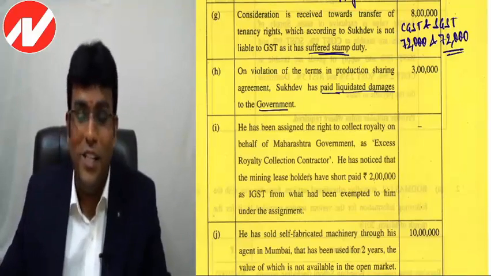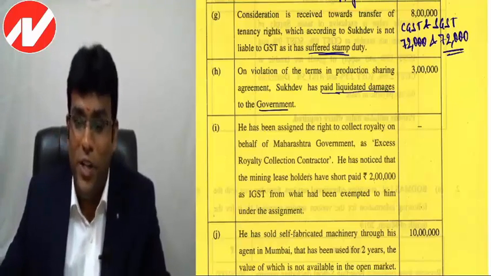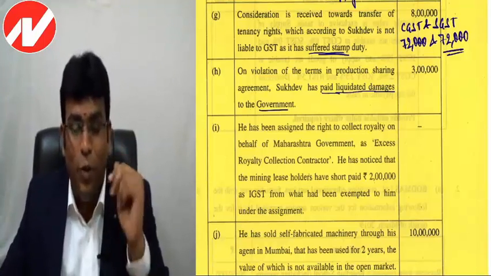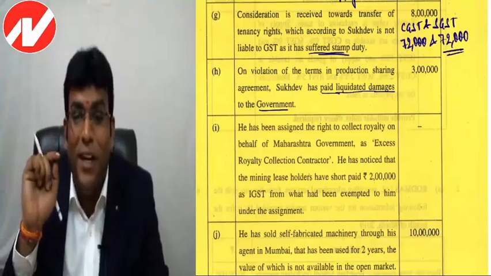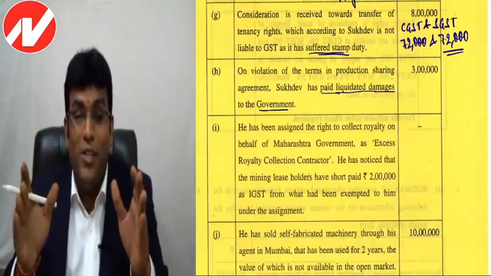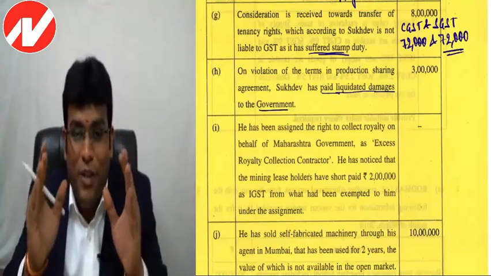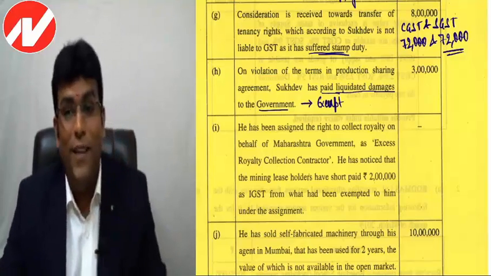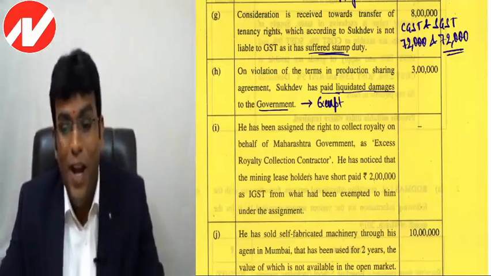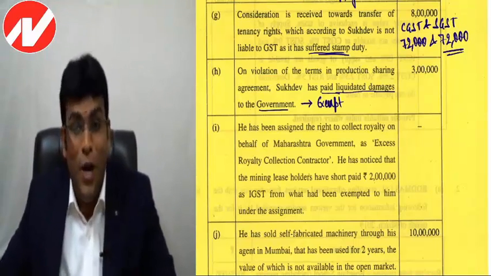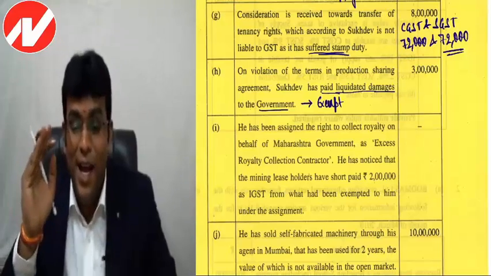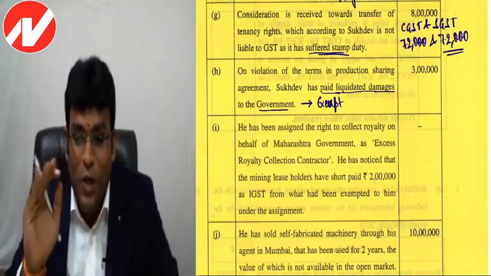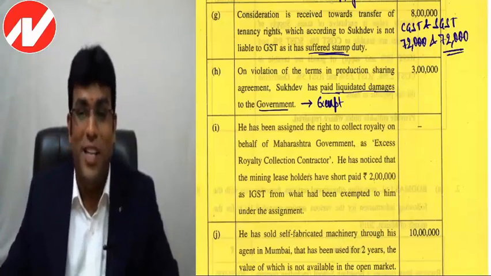Friends, the interesting line they used is that on violation of the terms in the production sharing agreement, Sukhdev has paid liquidated damages to the government. One point they told in the law is that any service given by the government by way of tolerating non-performance of the contract is actually exempt, my dear friends. In other words, whenever we are paying liquidated damages to the government, GST will not apply, because any service provided by the government by way of tolerating non-performance of a contract is straight away exempt under GST law.